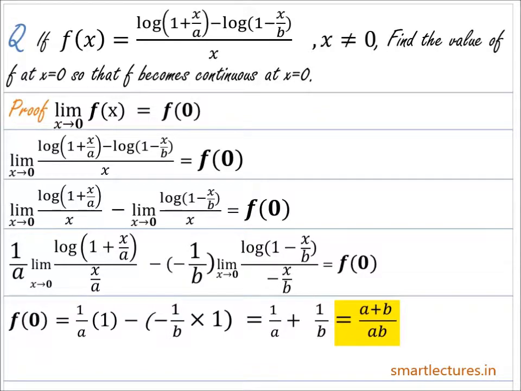So that means the value of f of 0 for which the given function f of x, defined by f of x equal to (log of (1 plus x upon a) minus log of (1 minus x upon b)) upon x, is continuous at the point x equal to 0 is (a plus b) upon ab.